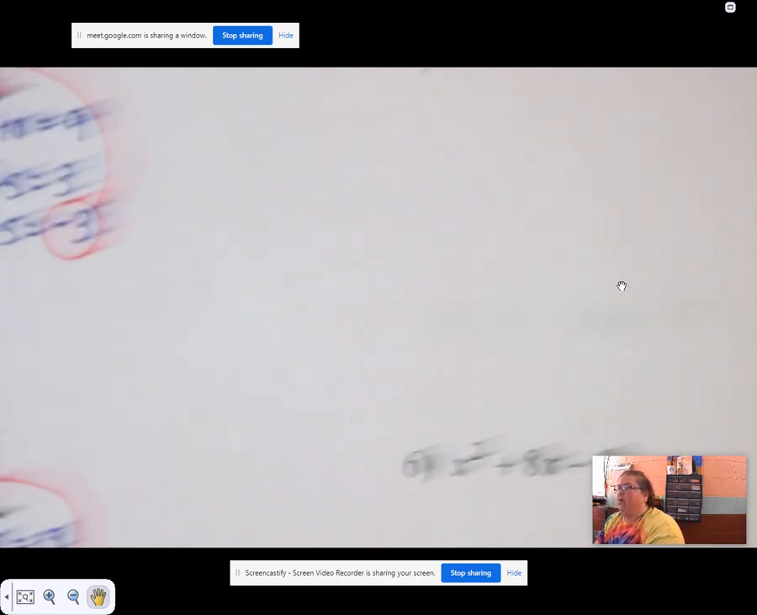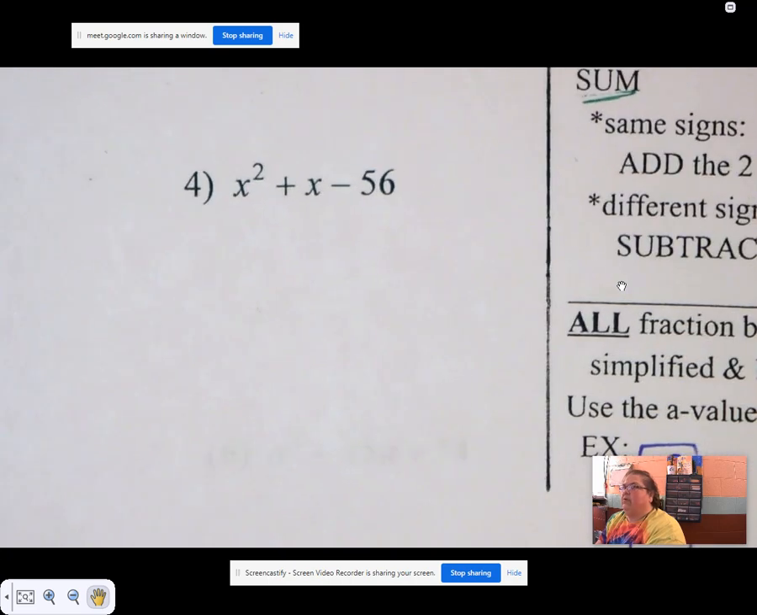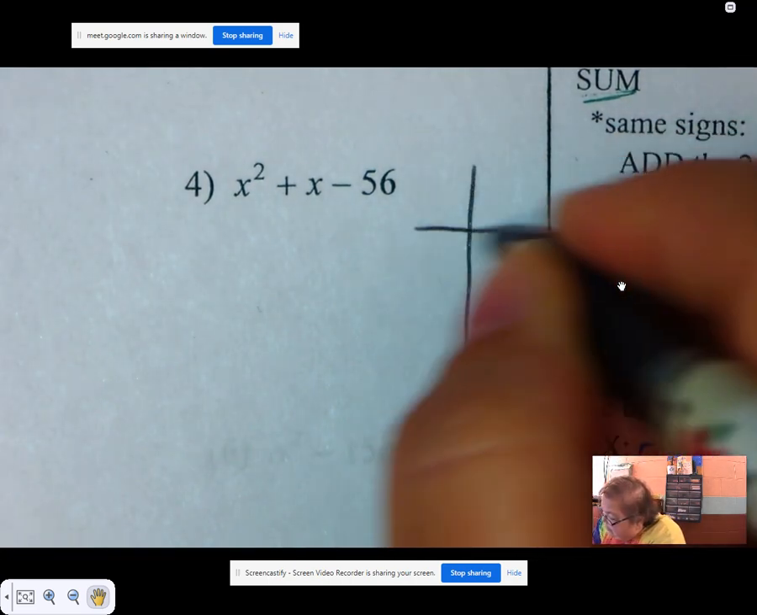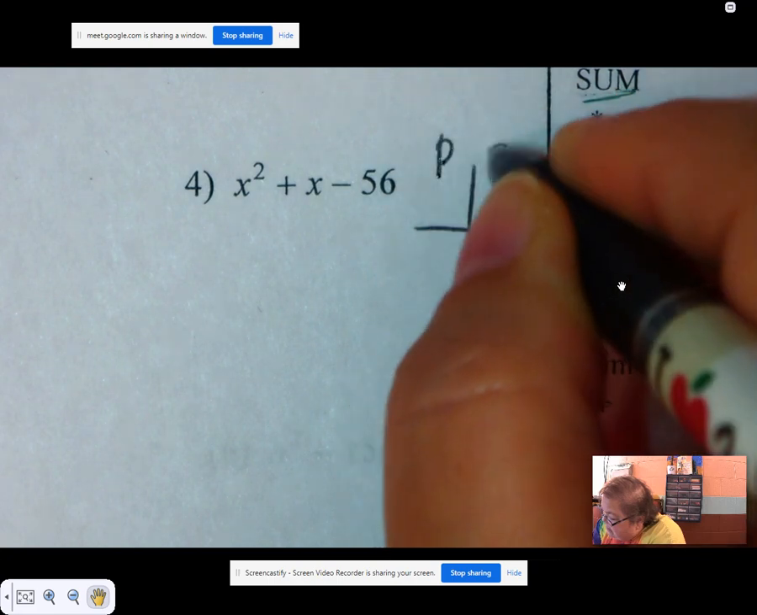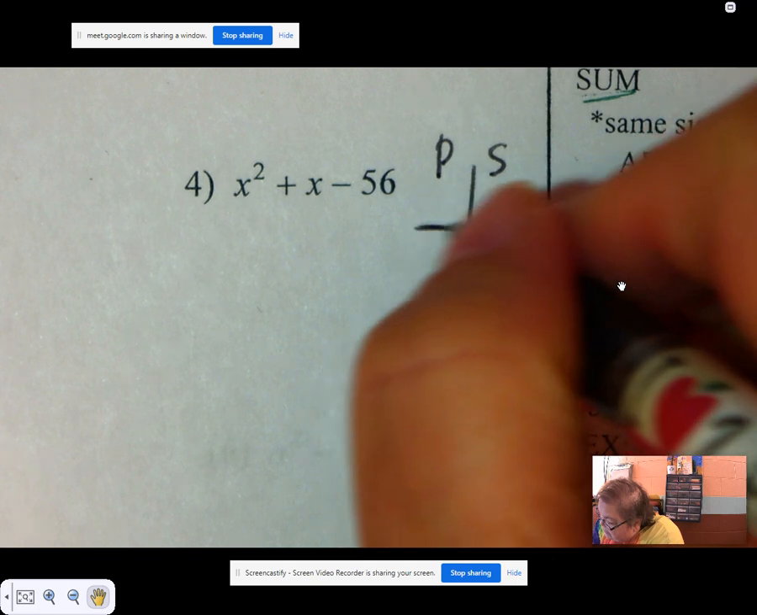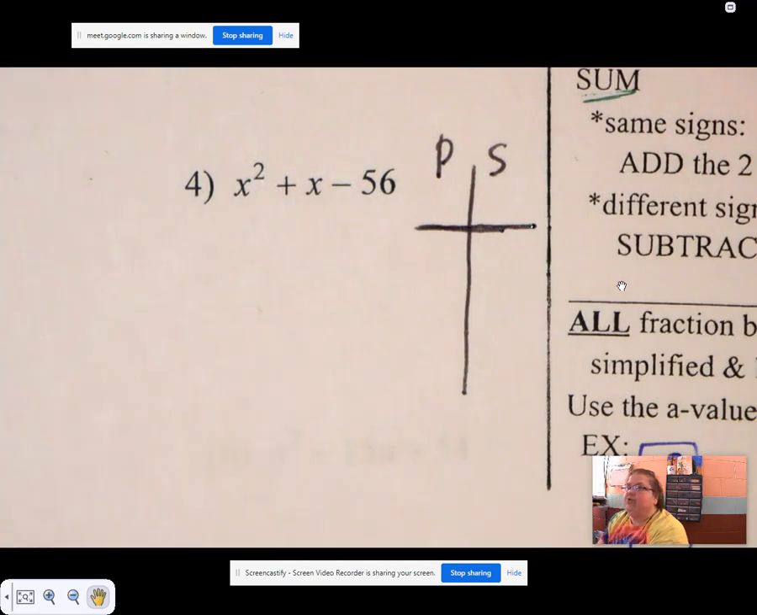Let's look at number 4. It's a little bit bigger number. We're going to do our product. Now, I'm not going to write these out. Okay? I'm just going to put my answers over here, because you can just use your calculator. I don't want you thinking you always have to write all that out, because you don't. Okay? So here we go.